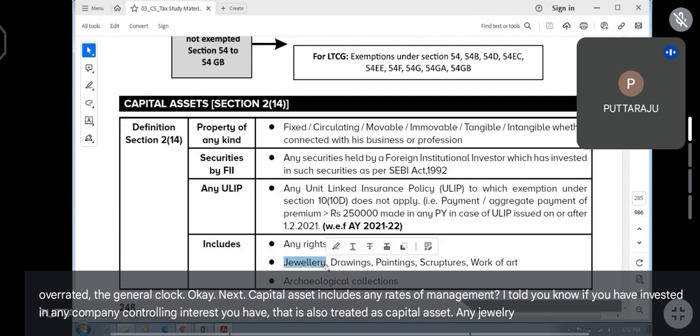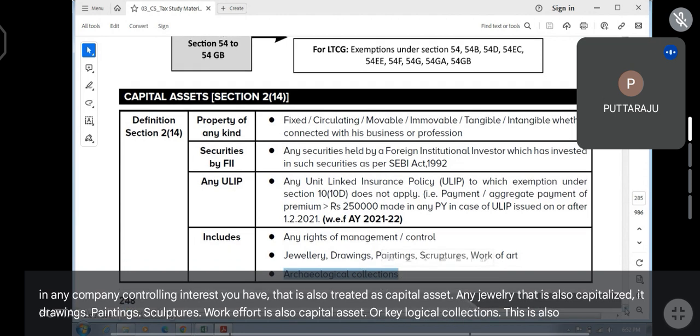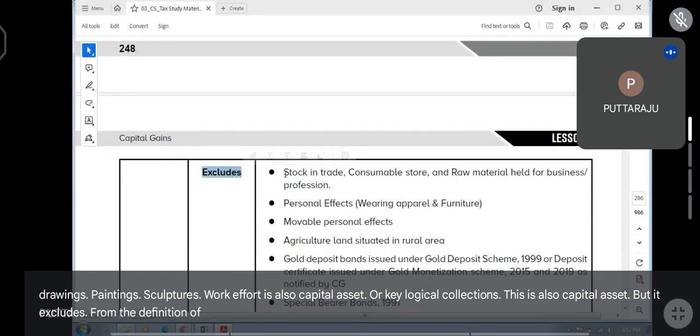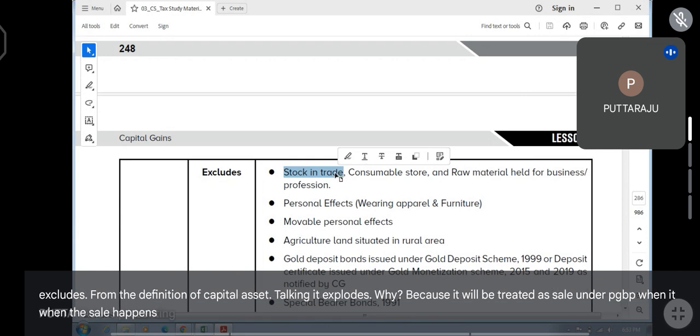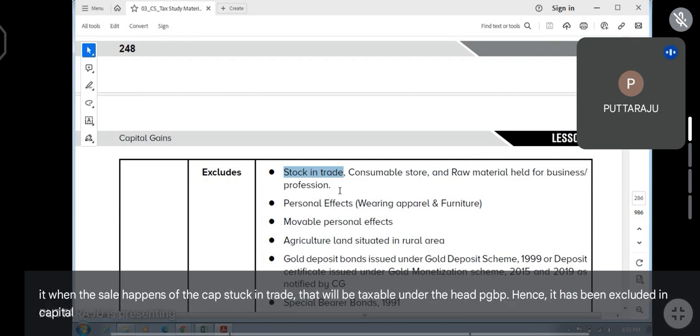Any jewelry is also a capital asset. Drawings, paintings, sculptures, works of art are also capital assets. Archaeological collections are also capital assets. But the definition of capital asset excludes stock in trade. Why? Because it will be treated as sale under PGBP. When the sale of stock in trade happens, that will be taxable under the head PGBP. Hence, it has been excluded from capital gains. Personal effects of movable nature, movable personal effects.